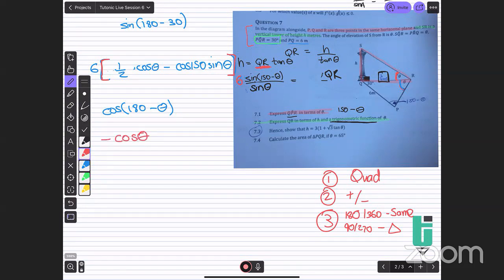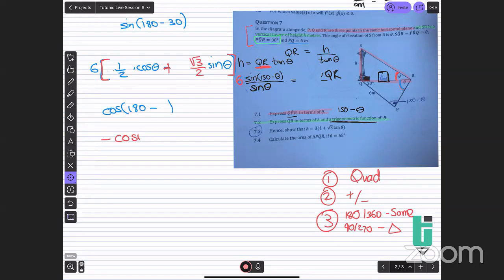But there's a minus there already. So what is it going to be? Positive. It's positive cos 30. And what is cos 30? Root 3 over 2. Do you start seeing now? Here's the root 3. There's the root 3 there. Okay, we're getting there.